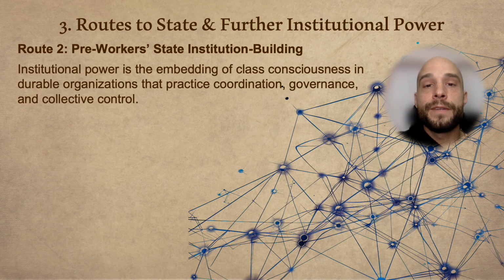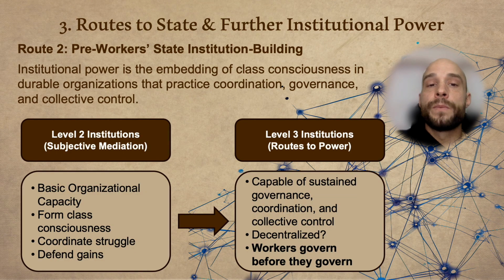The crucial shift is not the appearance of new institutions necessarily, but a change in what existing institutions are able to do. This explains why many of the same institutions appear in both stages. In level 2, which is about subjective mediation, unions, councils, cooperatives, and municipal bodies primarily focus on forming consciousness, coordinating struggle, and defending gains. In level 3, these institutions deepen in function and capacity.